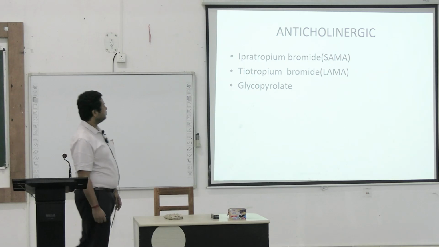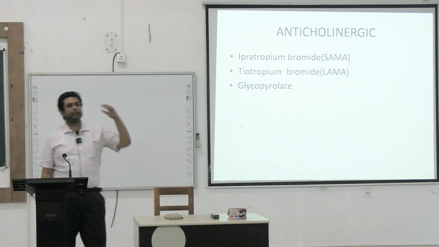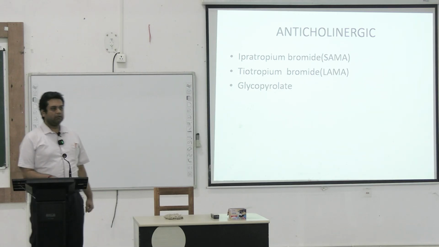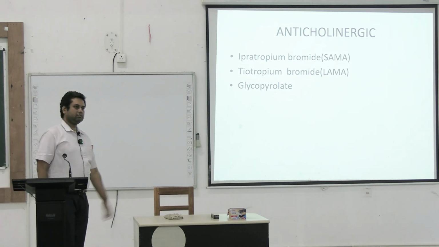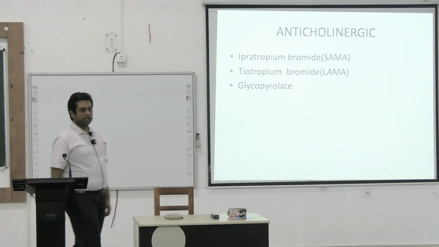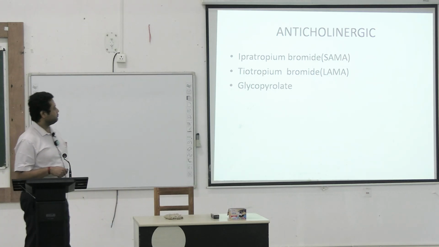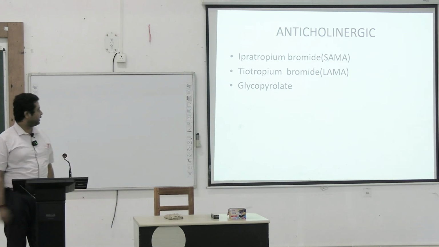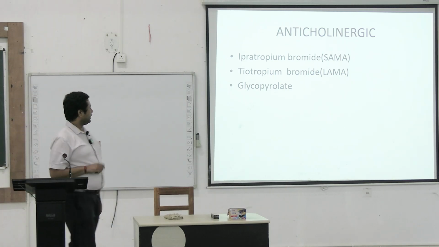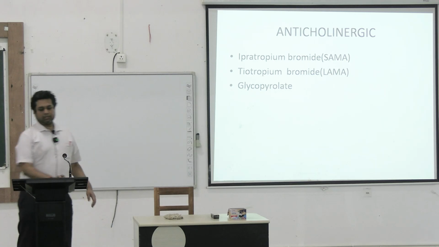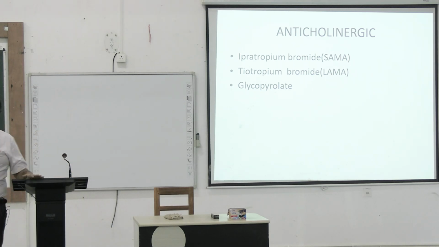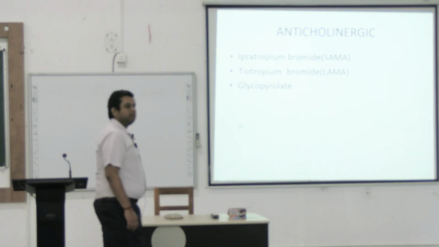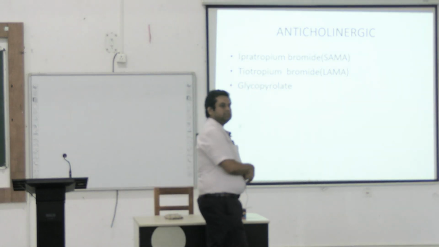Then we come to anticholinergics. We have seen that there is innervation by the parasympathetic system. What does the parasympathetic system do? It causes bronchoconstriction. Now here we are giving M3 blockers. So what are these? Ipratropium bromide, tiotropium bromide, glycopyrrolate. Now these M3 blockers are more effective in case of COPD, chronic obstructive pulmonary disease.